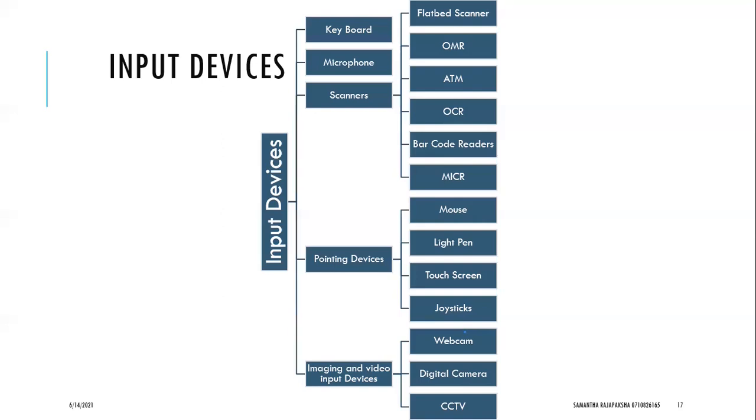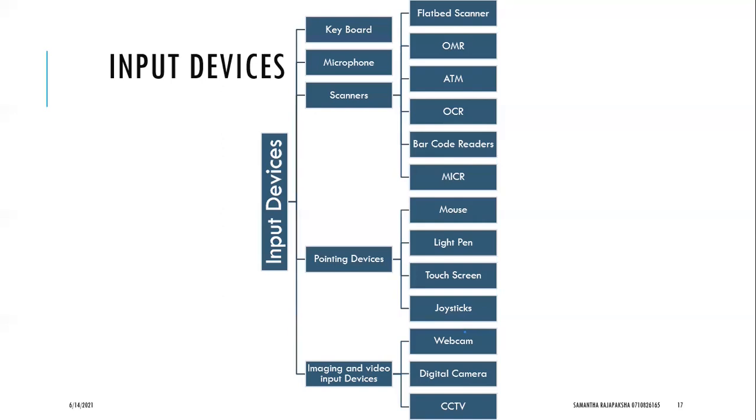OCR, optical character reader, is also used in the scanner. Because once we scan a Word document, we want to convert that into text. So there you have to identify the characters. Optical character reader is the one which will identify the characters. Barcode reader is also an input device. In the supermarket, item details are collected from the barcodes. MICR, magnetic ink character reader, is used basically in banks to validate the checks. That is also an input device.